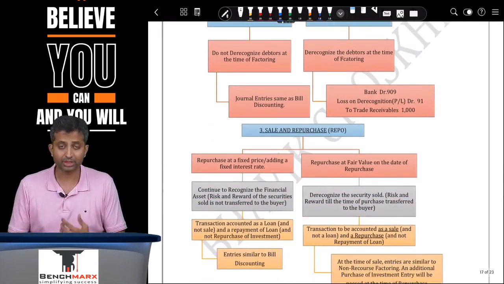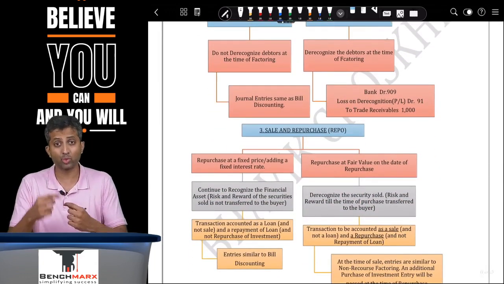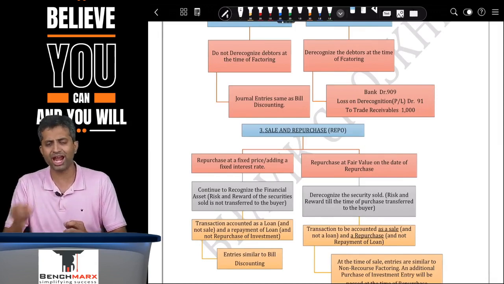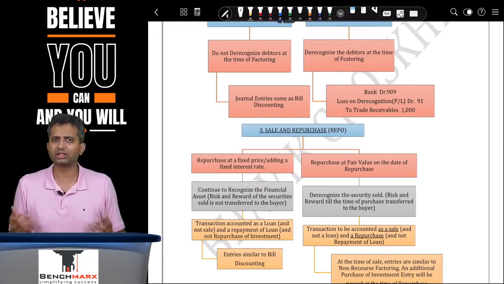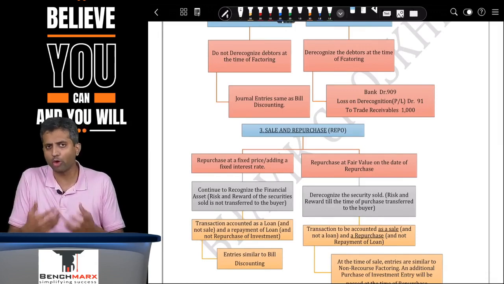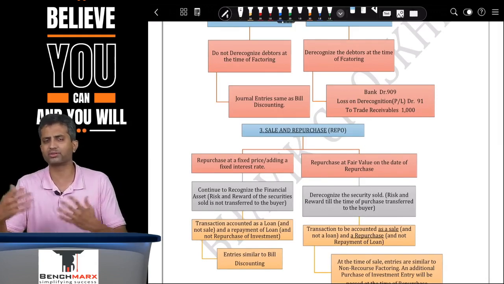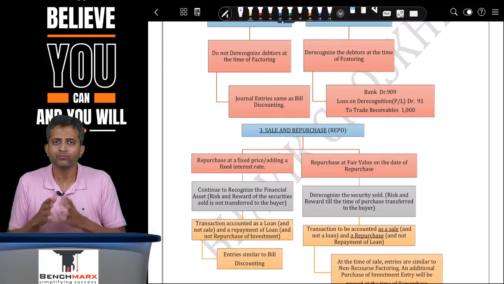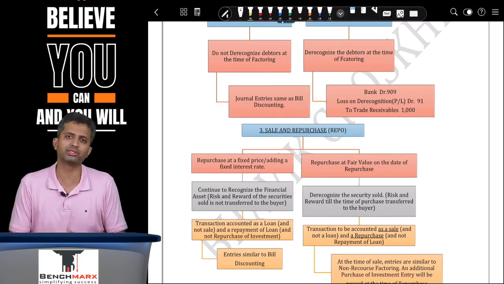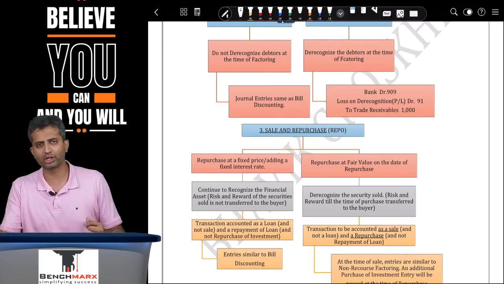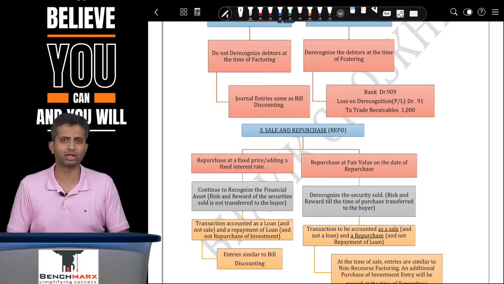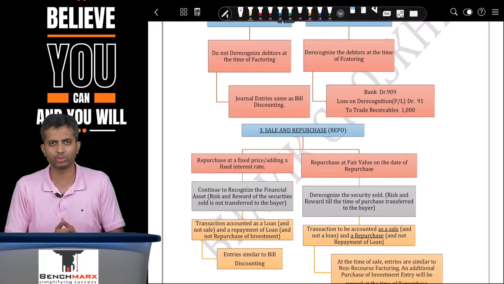Then there is sale and repurchase. If there is a sale and repurchase, if the repurchase is agreed to be made at a fixed price or after adding a fixed rate of interest, then the standard believes that the risk and reward of the security are not really being transferred to the buyer. And as a result, this is also treated as if it is a loan transaction. So if there are securities which are sold at 100 and agreed to be repurchased back at 110, then 10 rupees is treated to be the interest, 100 rupees is treated to be the loan.